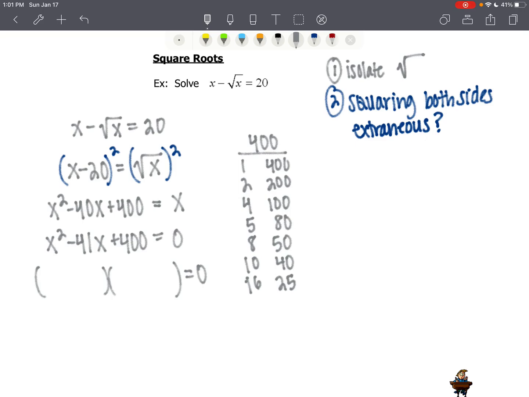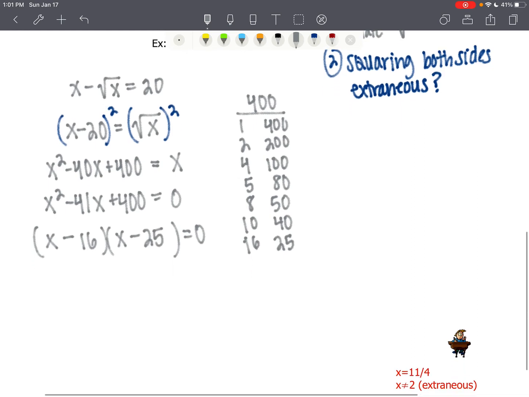You get your pairs and you say, because I have an x and an x, what strategy would give me an outer and inner equal to negative 41? Well, that would be negative 16 and negative 25. So we get x equals 16 and 25. But remember, we have to check for those extraneous solutions.